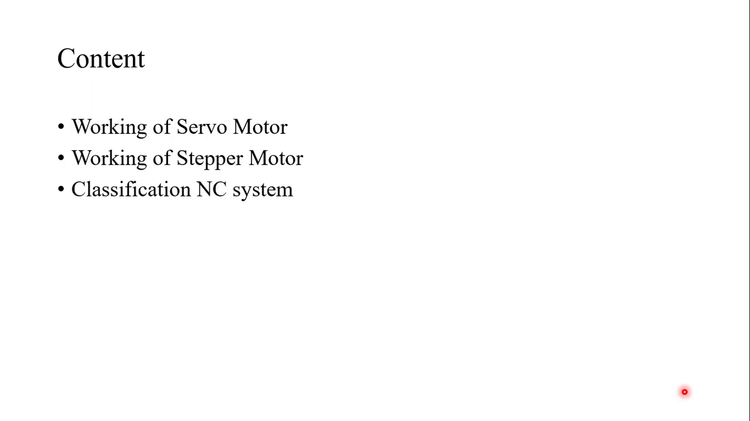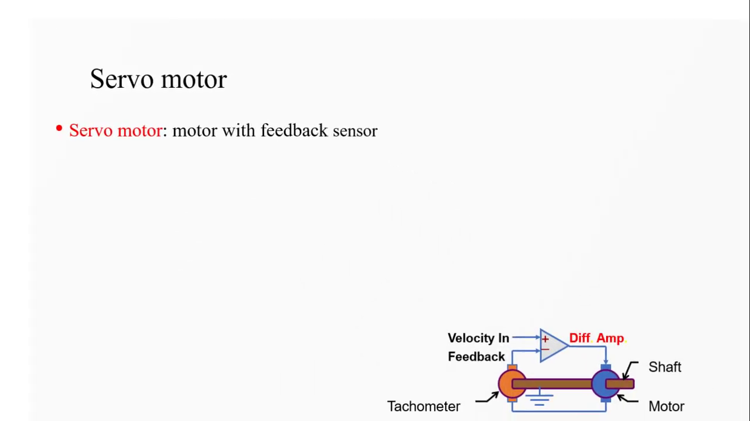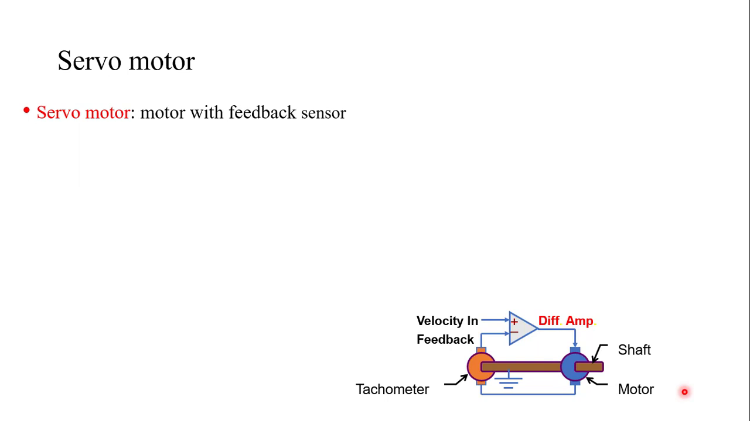Servo motors and stepper motors are the motors which provide the actuation, which provides the movement in the machine. Why we are using these two types of motors, we will discuss in this lecture. So I'll start with the servo motor. A servo motor is a motor with a feedback sensor.